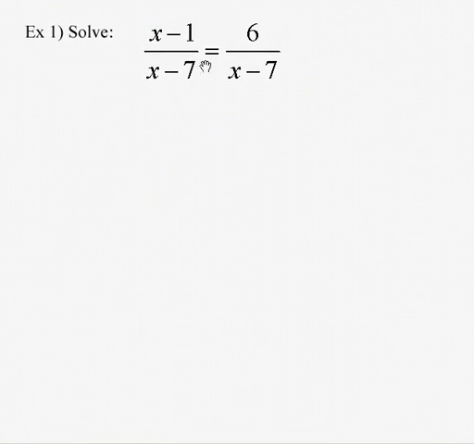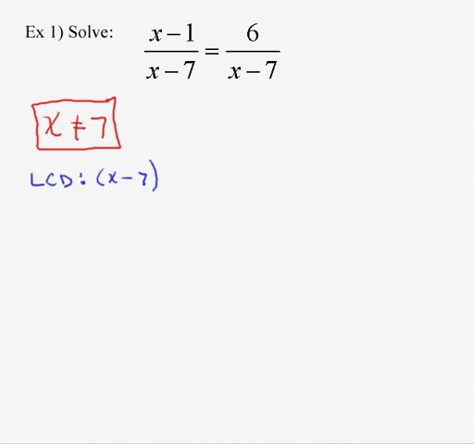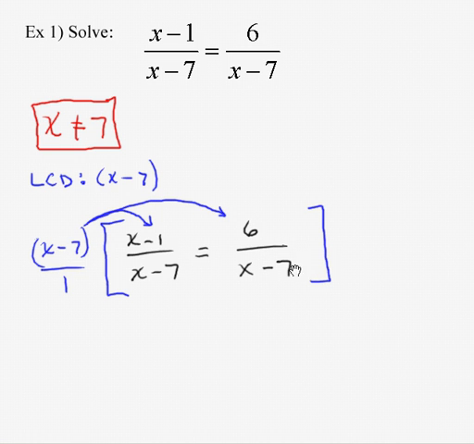x minus 1 over x minus 7 equals 6 over x minus 7. First thing is we cannot allow 7 to be part of our domain. x cannot be 7. 7 minus 7 is 0, which we can't allow in the denominator. Next, our LCD is x minus 7. So if we multiply the entire equation by x minus 7, those cancel out and leave me with x minus 1. These cancel out, leave me with 6. And when we solve this, we find out that x equals 7.